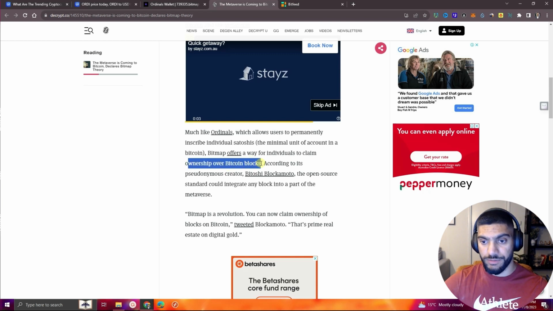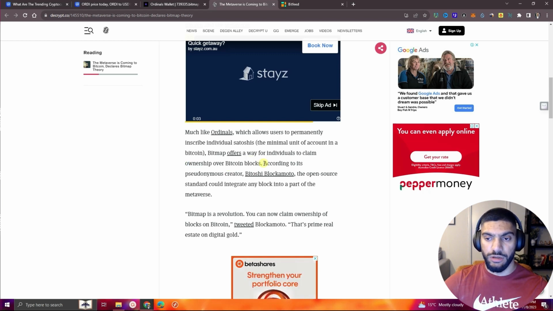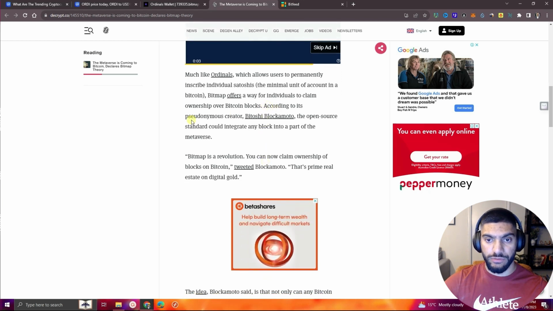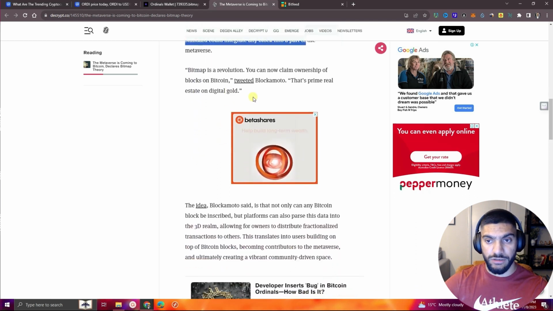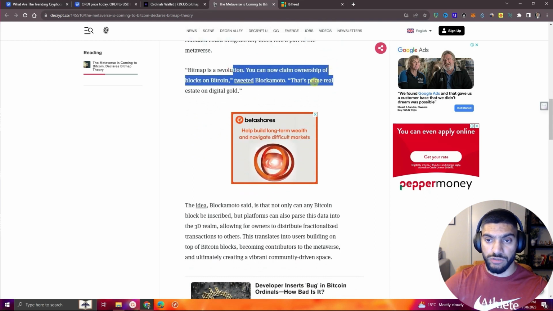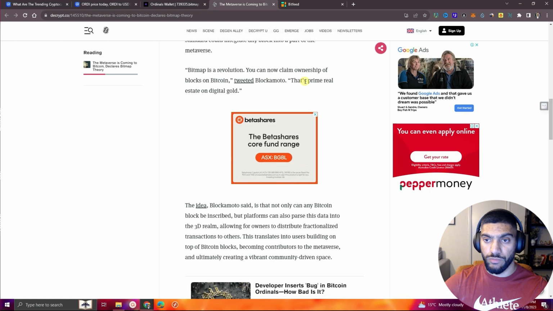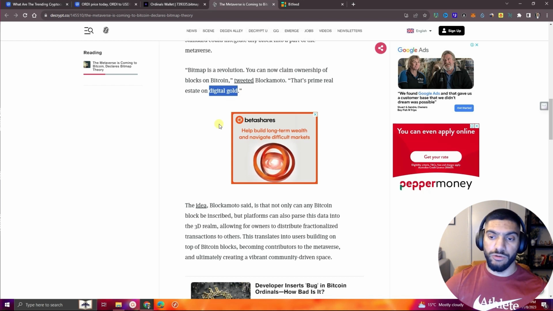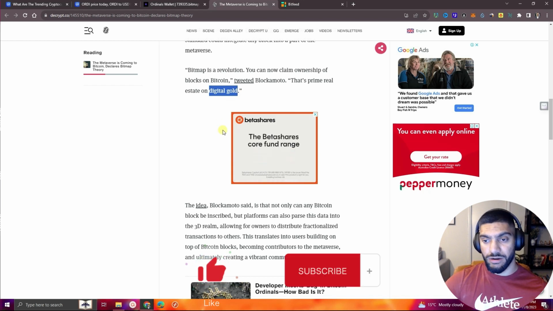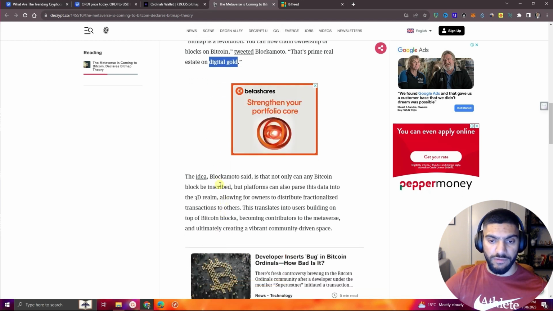This gives ownership over the Bitcoin blocks, which you can sell in future for digital land or anything else like that. According to its pseudonymous creator, Bitoshi Blockomoto, the open source standard could integrate any block into a part of the metaverse. Bitmap is a revolution. You can now claim ownership of blocks on Bitcoin, tweeted Blockomoto. That's prime real estate on digital gold. So basically, Bitcoin is digital gold, and then you get prime real estate on it. So it's kind of like a URL pointing to the area where this block was mined, and it can have different kinds of values in future.